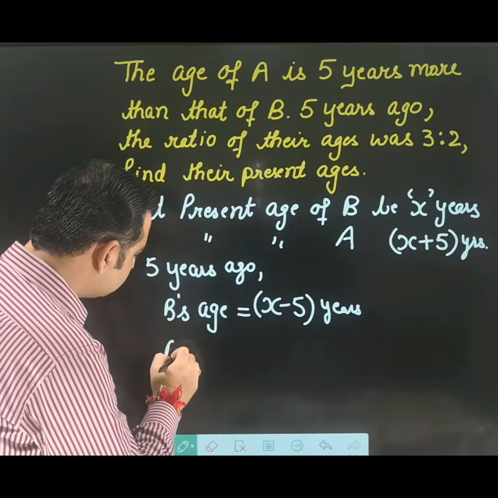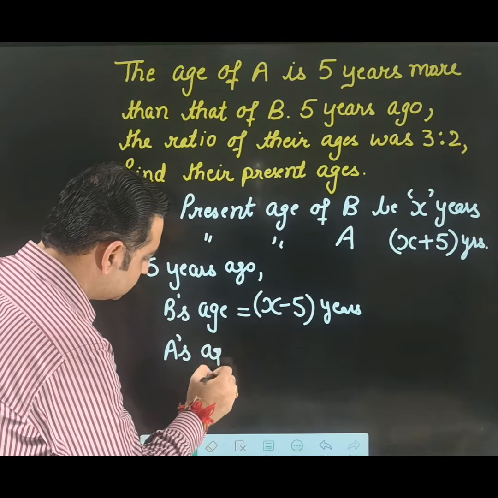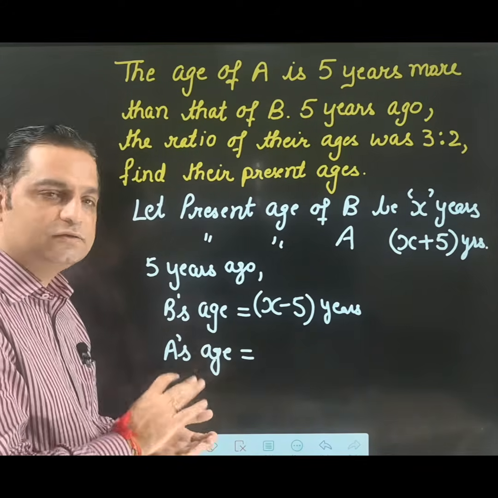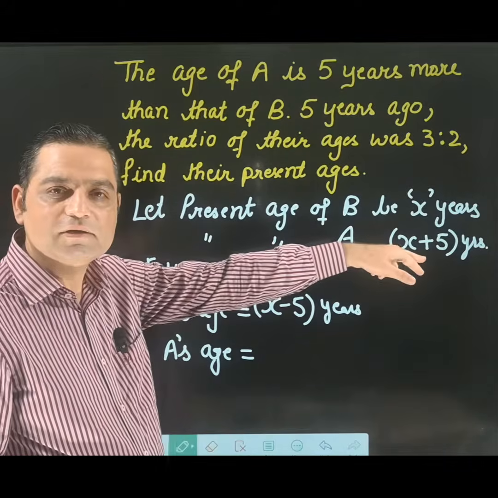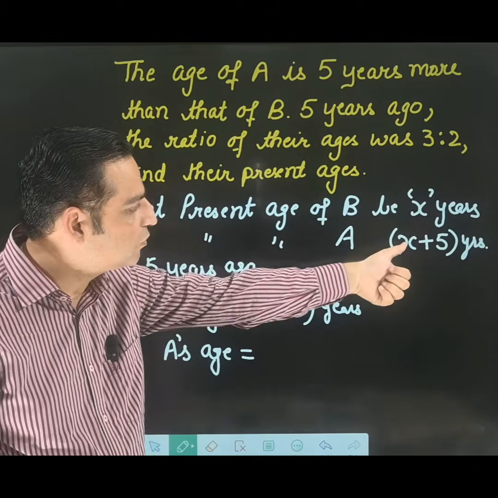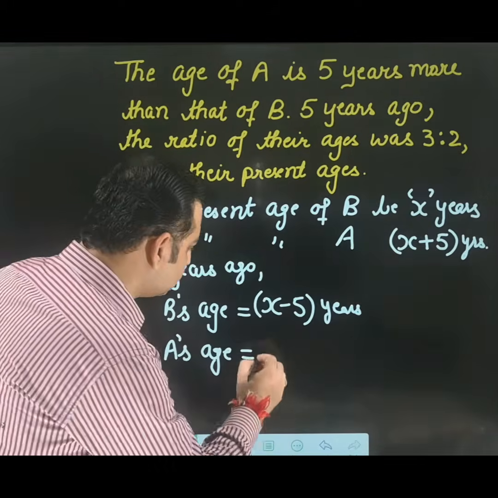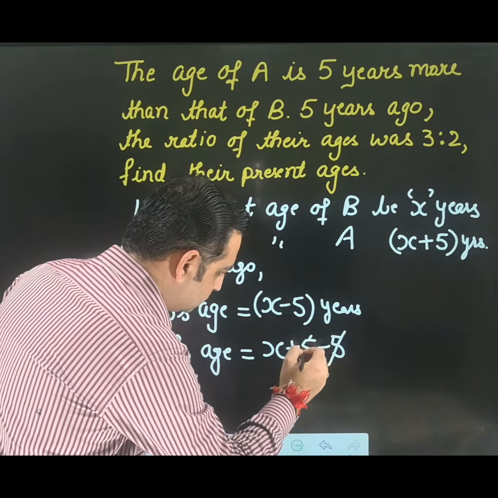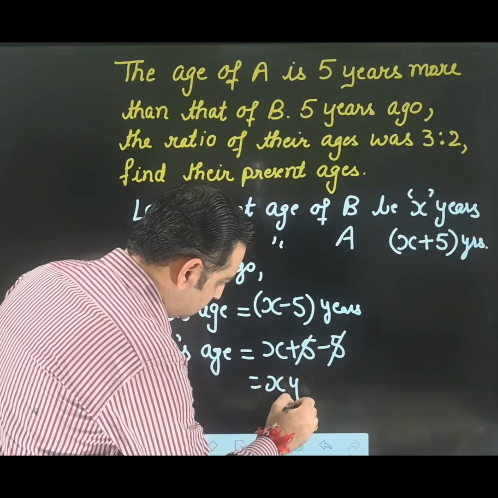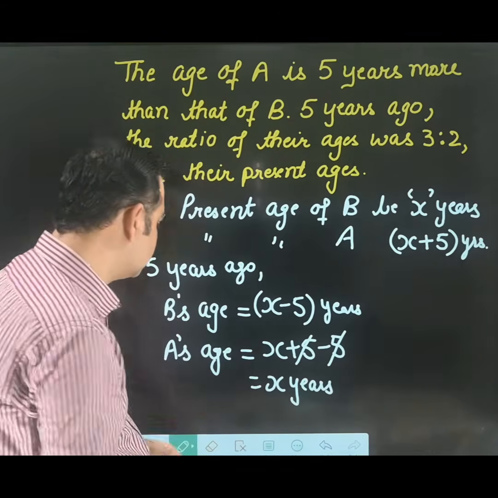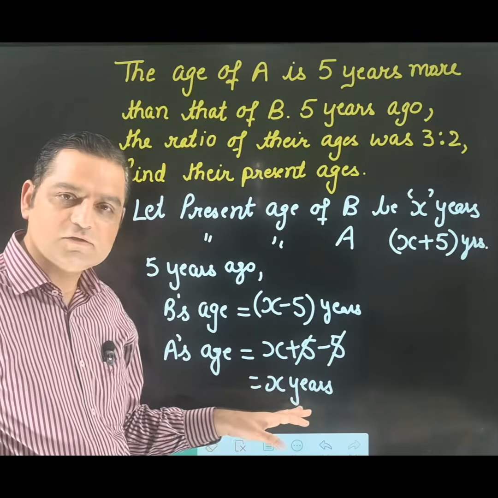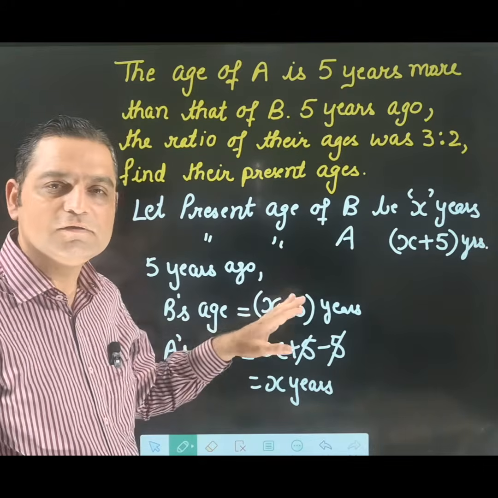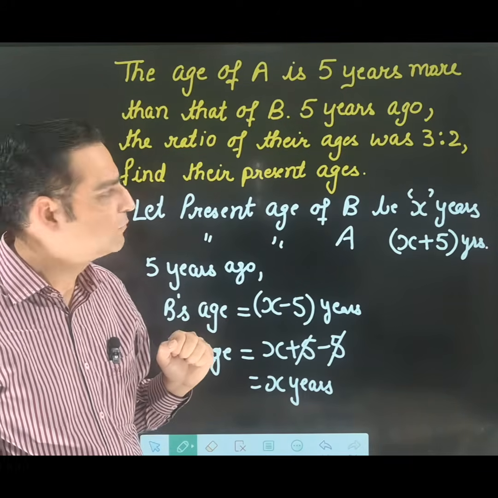At the same time, 5 years ago, what will be the age of A? Today it is x plus 5. When you subtract 5 from it, this 5 will be cancelled and you will be left with only x. That means 5 years ago, age of A was x years, age of B was x minus 5 years.